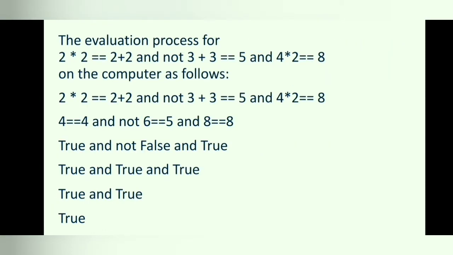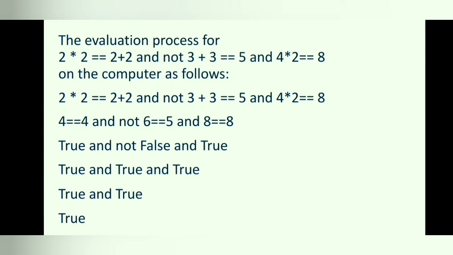The evaluation process for 2 * 2 == 2 + 2 and not 3 + 3 == 5 and 4 * 2 == 8 on the computer is as follows. This expression contains arithmetic operators, comparison operators and logical operators. Python operators, like math operators, have an order of operations. Python evaluates all arithmetic operators first according to their order of precedence. For example, multiplication, division and modulo division operators have higher precedence than addition and subtraction.